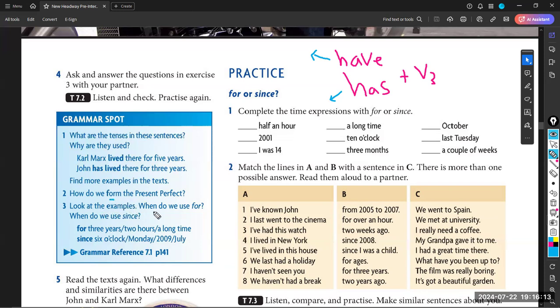Now let's take a look at these two examples and let's check the usage of for and since. One, we have for 3 years, for 2 years, for a long time. But since, I have to say since 6 o'clock, since Monday, 2009, since July. Okay, now what is the difference? Why here I used for with this period of time, and here I use since? Teacher, for we use to mark a duration. Duration, thank you. What about since?